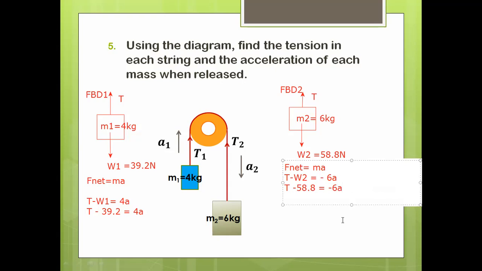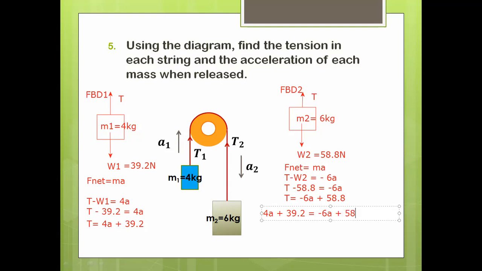Now, if we express both of them in terms of T, then T equals negative 6A plus 58.8. And our other equation on the left side, we can also equate T to be equal to 4A plus 39.2. And therefore, if T is equal on both sides, then we can simply equate that. So we have 4A plus 39.2 would be equated to negative 6A plus 58.8.